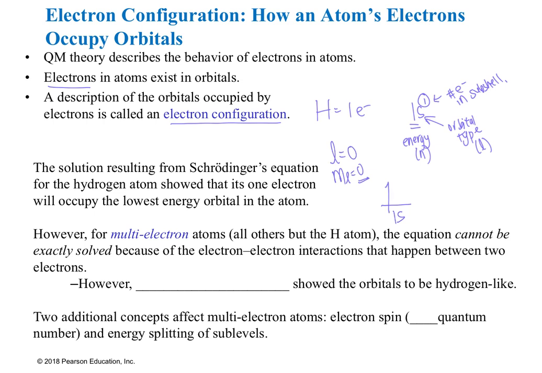Now, as we get to more electrons, so anything other than hydrogen, we are going to approximate the equation because it can't actually be solved when there's more than one electron. But hydrogen tends to be a pretty good approximation. So the approximate solutions show that hydrogen is good enough.